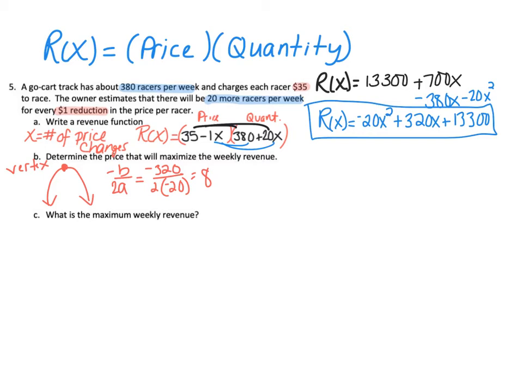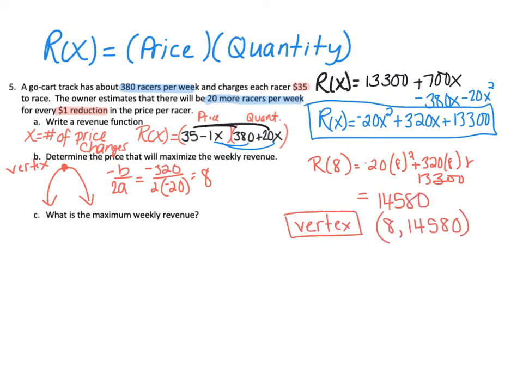How do I get my y-coordinate? I need to do R of 8. So if you just pick up your calculator and plug in 8, gives me 14,580. Okay, so let's just take a second and say what these two things mean. So X was my price changes. So this means if I change the price 8 times, 8 price changes, will give me a revenue, because y, or the R of x, is the revenue.